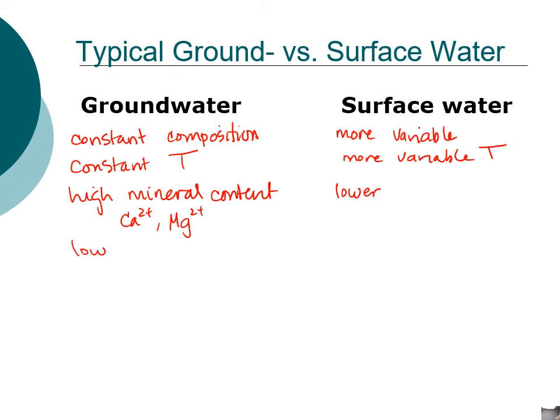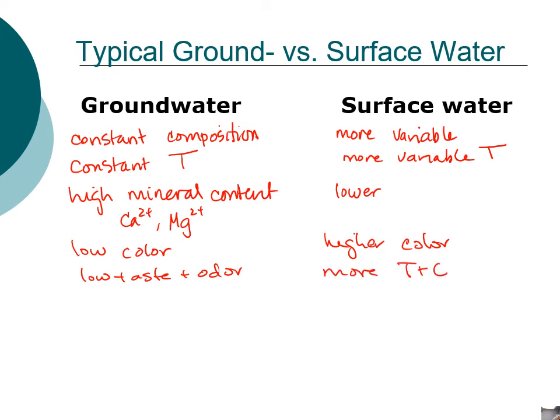Typically we have low color. That water is naturally filtered, so we have less color in a groundwater system, where in a surface water system we often have a higher color. Similarly, we have less taste and odor issues in a groundwater system and more taste and odor issues in a surface water system.